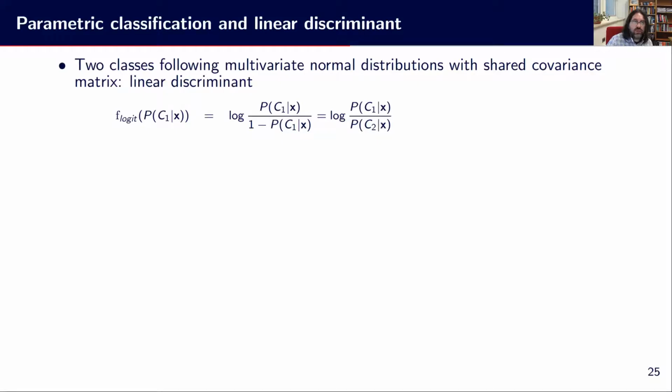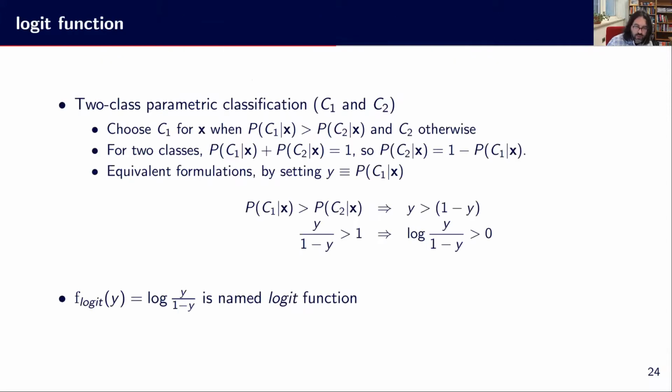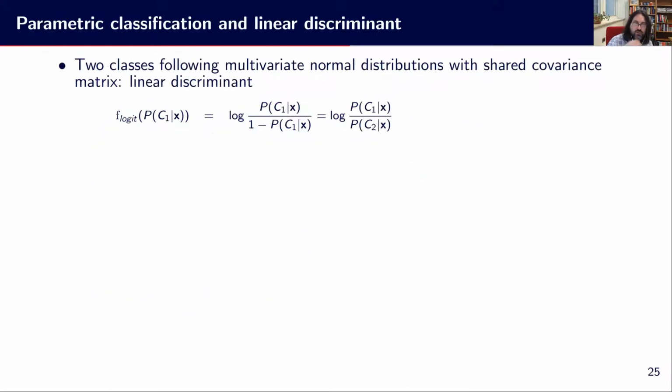So let's say that we know that y is defined as the posterior of C1. If we just fall back on that and use the posterior here, the logit function applied on that posterior is equivalent to this, which is equivalent to that. So it's the log of the ratio between the posterior of C1 divided by the posterior of C2.